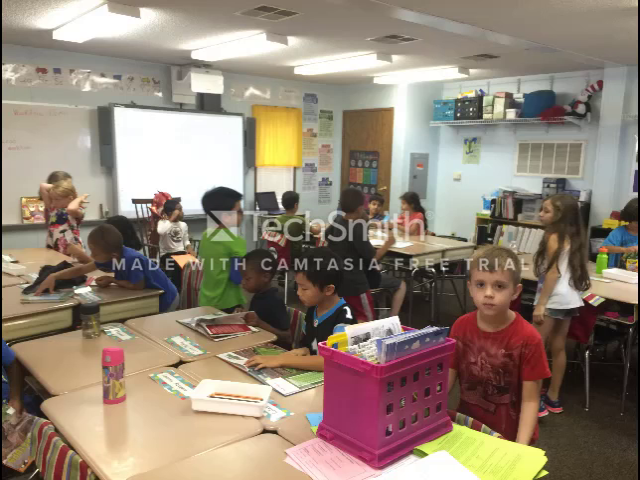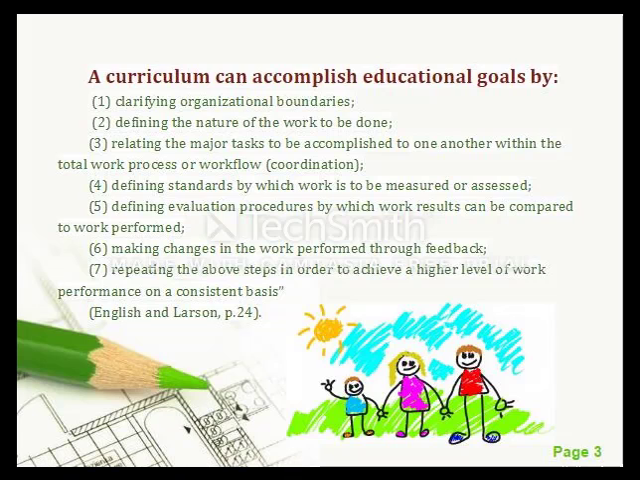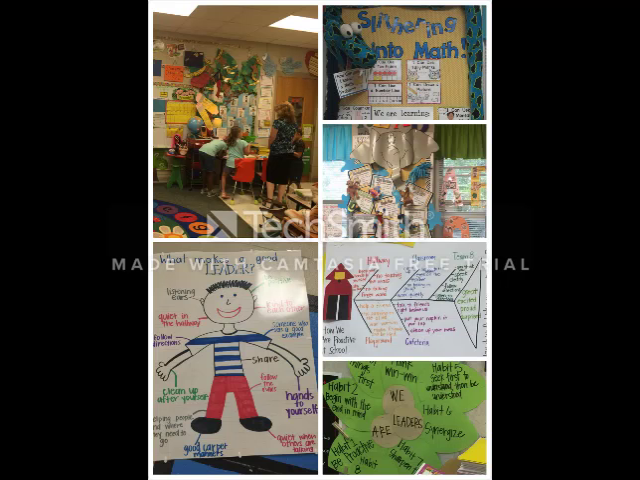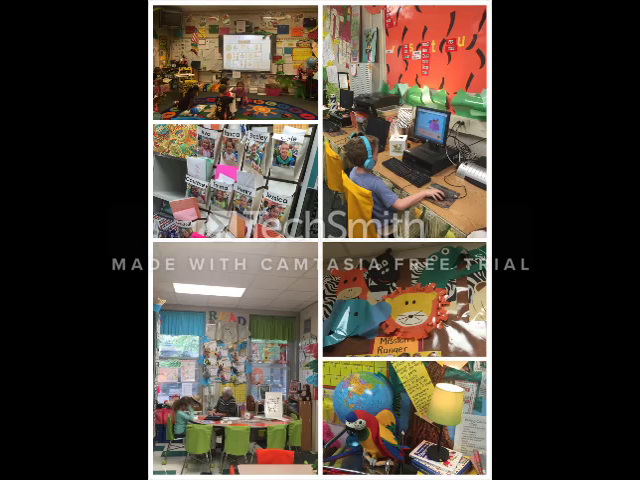A curriculum can accomplish educational goals by these approaches, as shown in the slides. There are at least 4 different types of curriculum in schools: the explicit curriculum, the implicit curriculum, the hidden curriculum, the non-curriculum. Any curriculum approach used in educating young children, whether it be an explicit or an implicit approach, should be based on the elements or goals believed to be essential for guiding children's education in a systematic way.